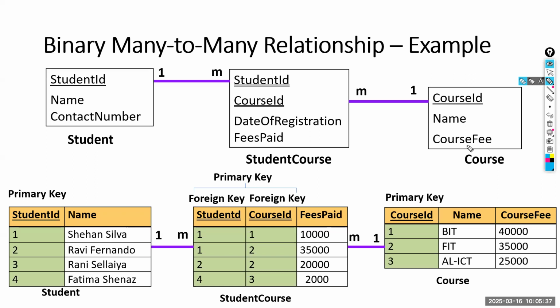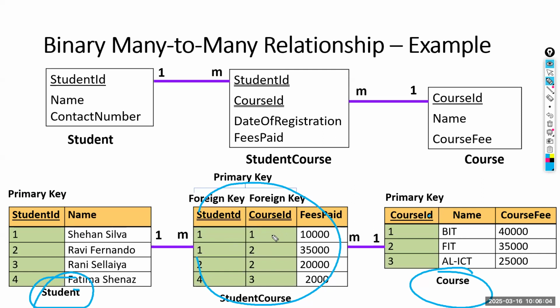So then we need to introduce a connecting table like this. Say this is my student table. This is my course table. Because it's many to many, a student can register for many courses, and a course can have many students. So then we need to introduce a connecting table and build it as two one-to-many relationships, where the many side is the connecting table.